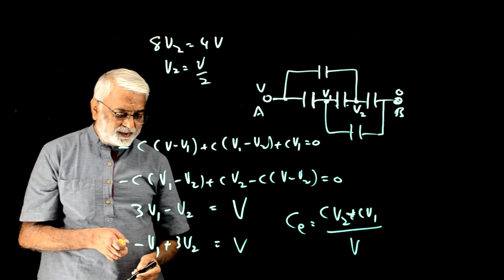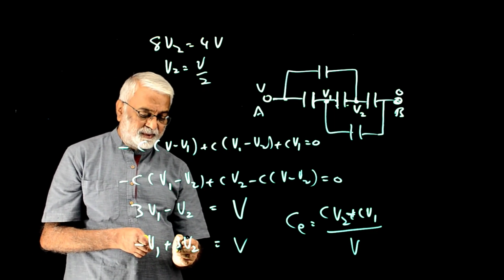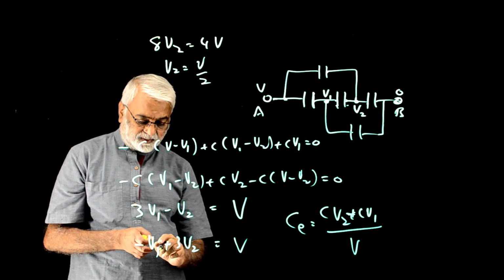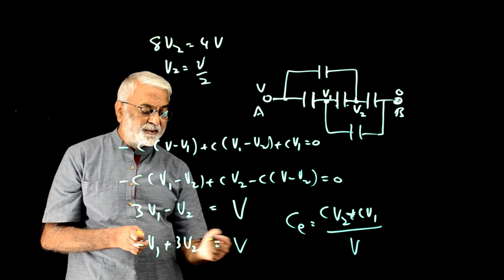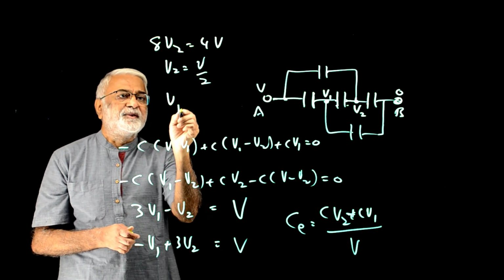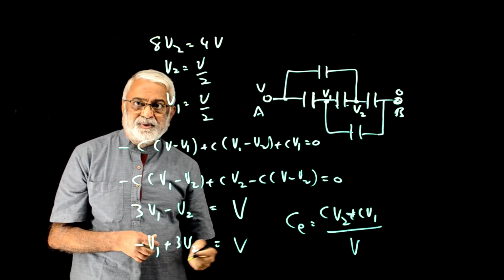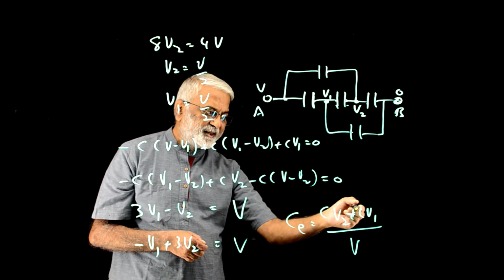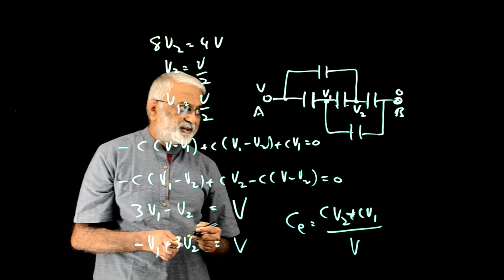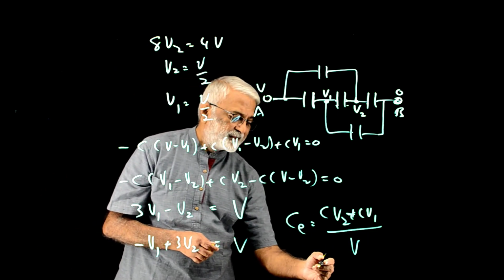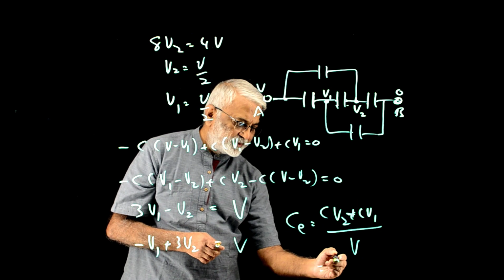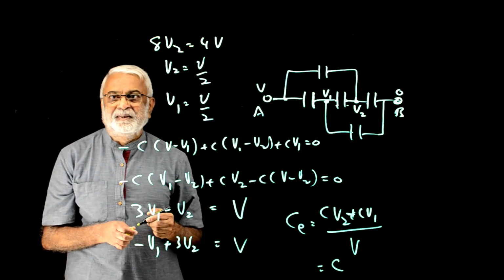Substitute for V2 here. Say V2 is V by 2, this will be 3V by 2. So V1 will be, this V1 goes that way, 3V by 2 minus V, that will also be V by 2. Solve for V1. So if you put that V1 and V2 here, V by 2, V gets eliminated. So this C by 2 plus C by 2, that is V by 2, V gets cancelled, so V by 2 is C. C effective is C. Interesting.